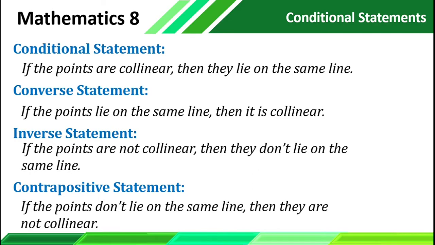Now let's determine the truth value of these sentences. For our conditional statement, we know that all collinear points lie on the same line. Therefore, this is true. And we know that if the points lie on the same line, they are also collinear. Therefore, it is also true. So we can say that our inverse and contrapositive are also true. So these statements are all true.